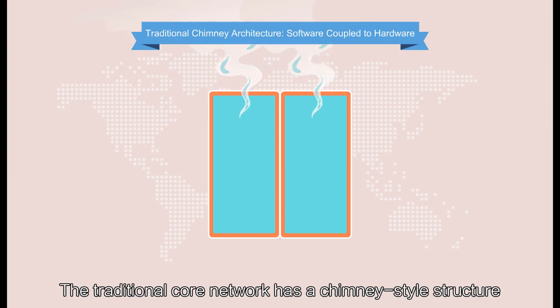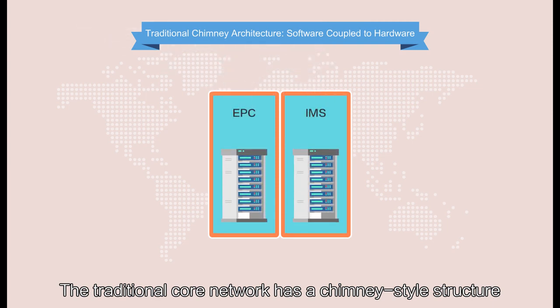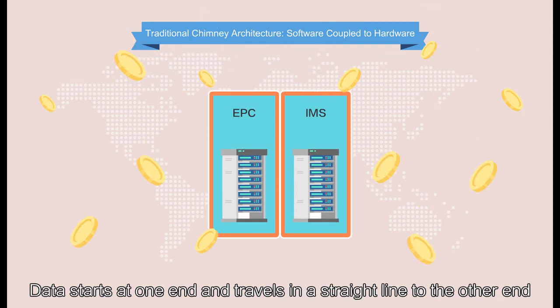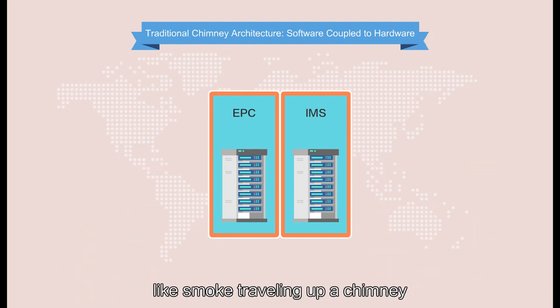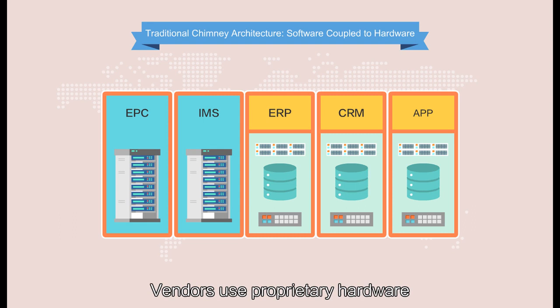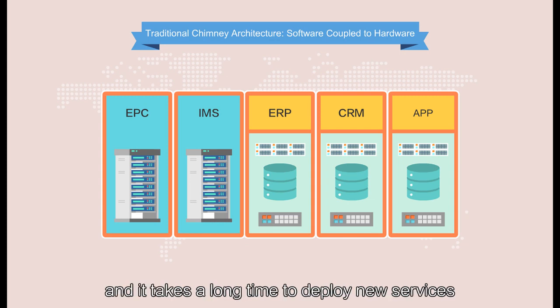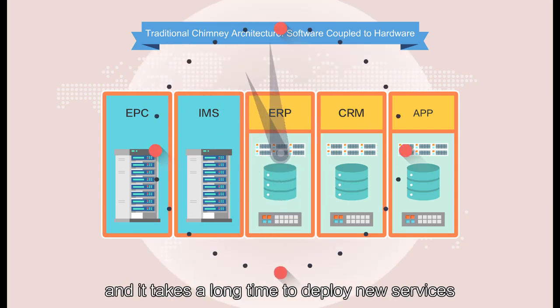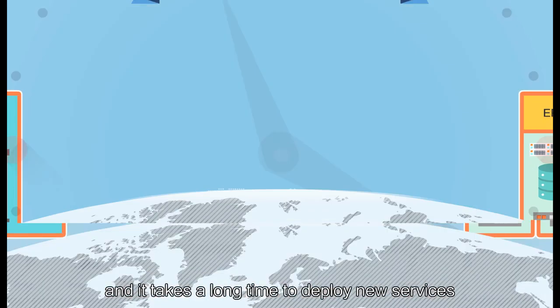The traditional core network has a chimney-style structure. Data starts at one end and travels in a straight line to the other end, like smoke traveling up a chimney. Vendors use proprietary hardware. The equipment is expensive, resources cannot be shared, software is locked into specific hardware, capacity expansion is complicated, and it takes a long time to deploy new services.